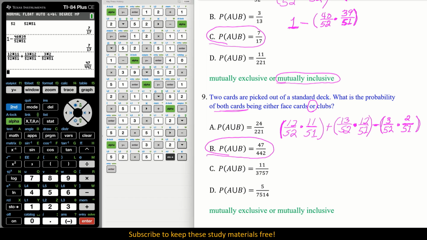But we didn't establish in the beginning if it was mutually exclusive or inclusive. The fact that we have repetition of face cards, which are also clubs, that is mutually inclusive.